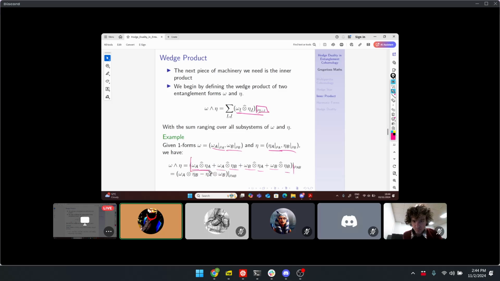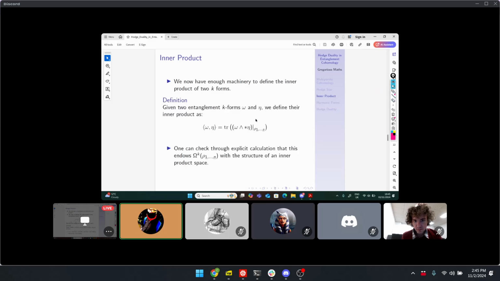Now, this thing here is just 0. This thing here is just 0. And according to our notion of the shuffled wedge product, this thing here is just going to be minus eta A times omega B. So overall, we're left with this as the wedge product. That's just an example of how it works. So it takes a K form and an M form and sends us to a K plus M form in the following way. A very natural sort of definition, I think.